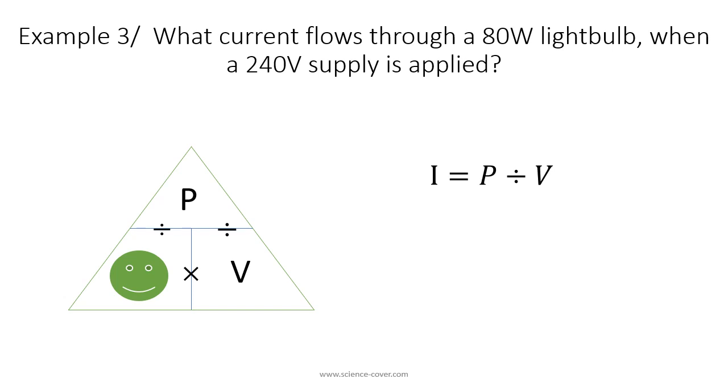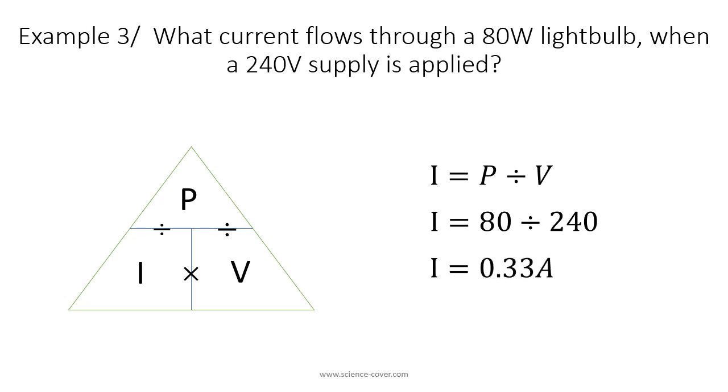Next I substitute in my numbers, 80 for P and 240 for V. Use a calculator to do 80 divided by 240, and it tells me that the current is 0.33 amps.